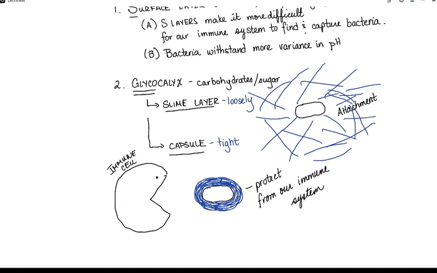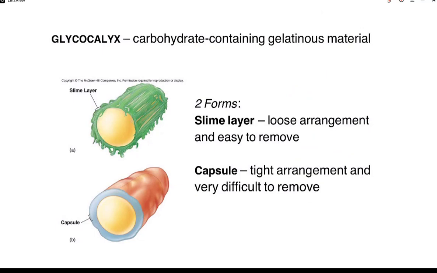In the same way, the capsule is that slimy protective layer that makes it really difficult for our immune cells to get around it and eat it. So capsules help bacteria infect our bodies. Now let's take a quick look at this. Again, this just shows you what I talked about. Glycocalyx is that carbohydrate, kind of stringy stuff that you secrete out. If it's loose, it's a slime layer. If it's tight, it's a capsule.